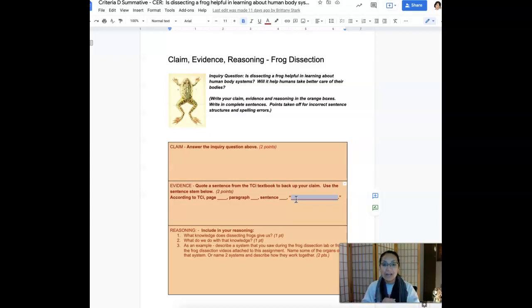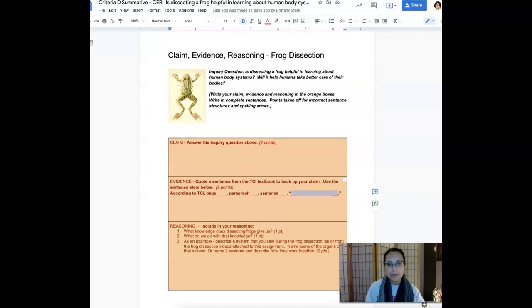Oh, if you said that dissecting frogs is not helpful, then you need to find evidence in TCI that says that it is not helpful. If you did not find any evidence that backs up your claim that it is not helpful to dissect a frog, then you'll need to change your claim. All right, so pause this video, do your evidence.